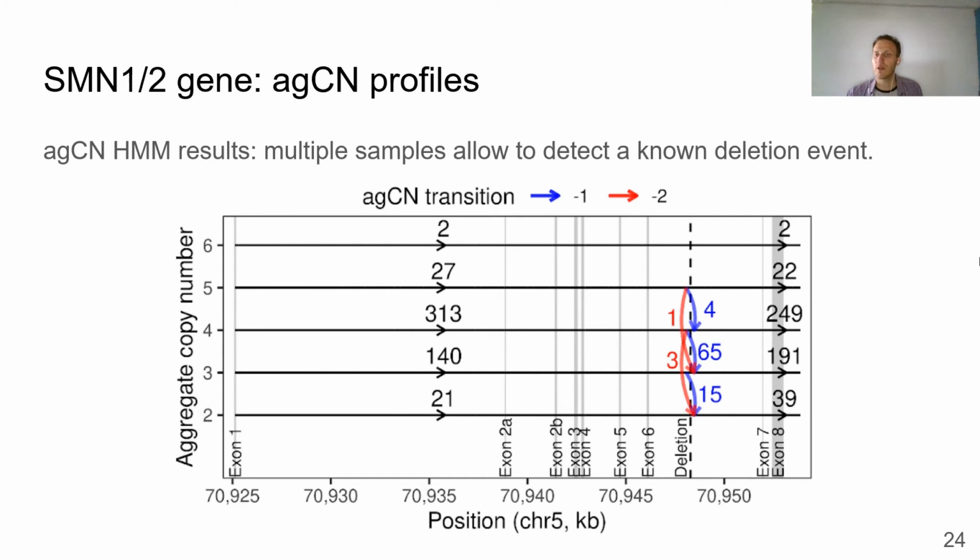On this plot, you can see Parascopy estimates of the aggregate copy number profiles for around 500 samples from the 1000 Genomes project. This plot shows the SMN1-2 duplication, and it is already known that SMN2 has a common deletion at the end at exon 7 and 8. And without prior knowledge about this deletion, Parascopy detects it, and the position of the deletion roughly matches the position that Parascopy detects.